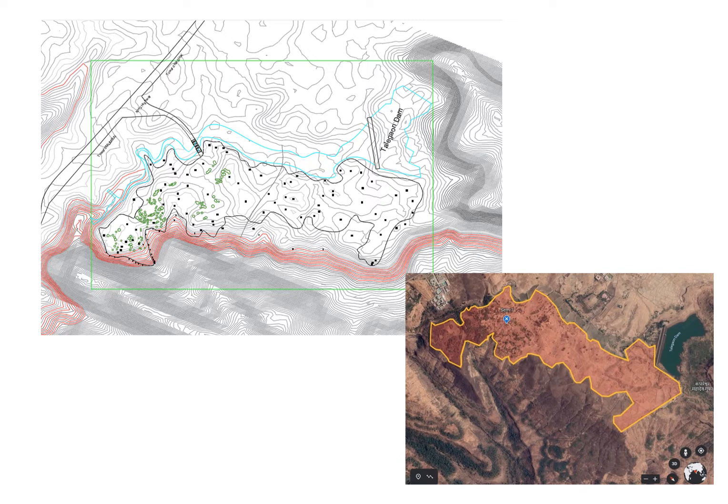Now let me explain about the terrain. The terrain is rough, with one side having a valley and the other side having a natural dam. It has a lot of contours, which makes it difficult from a design point of view, so I had to level out the ground to start with a level base.